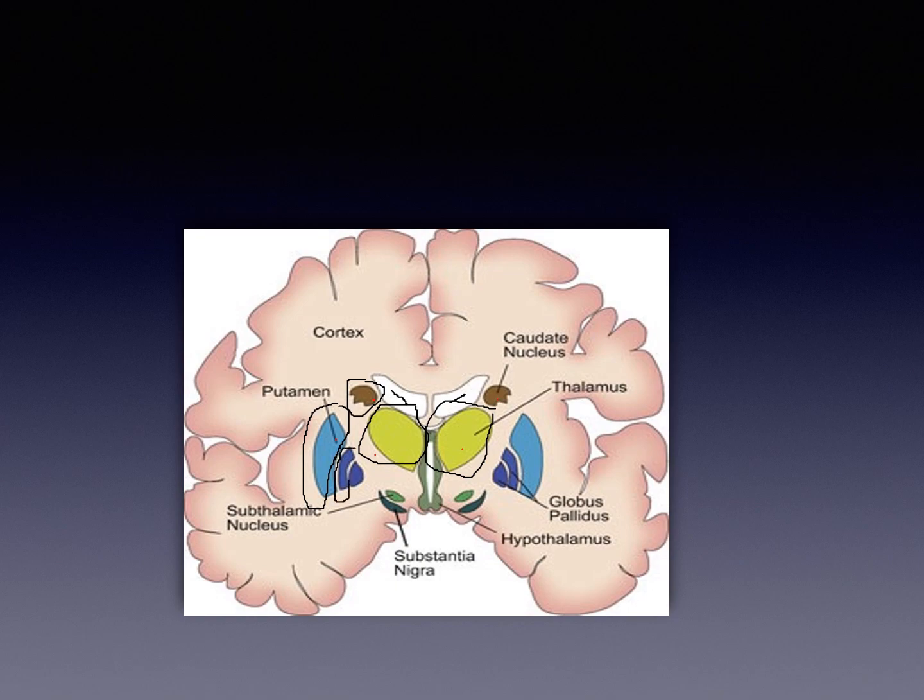This segment, dark blue, is globus pallidus externa, and this is globus pallidus interna. This light green structure is the subthalamic nucleus. There's right and left. And this is the substantia nigra in the midbrain. Again, right and left.